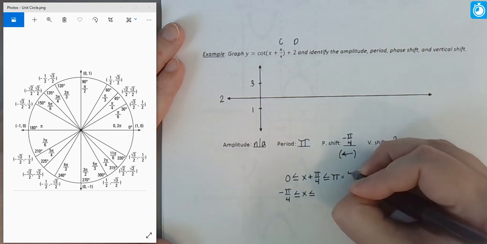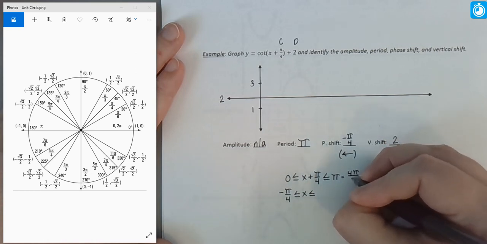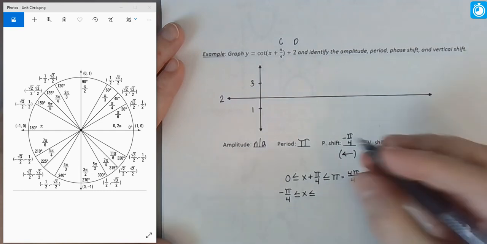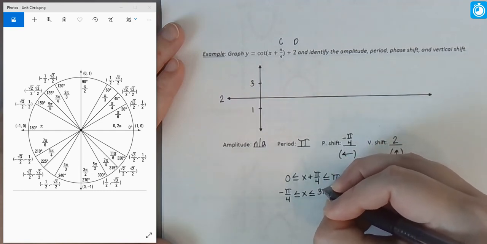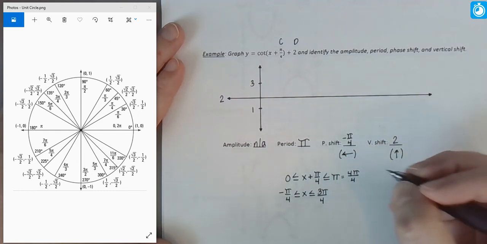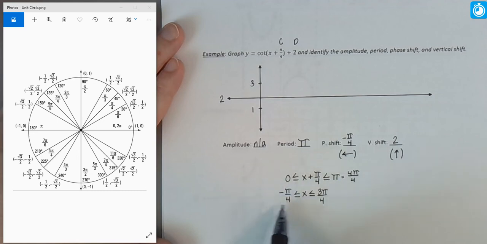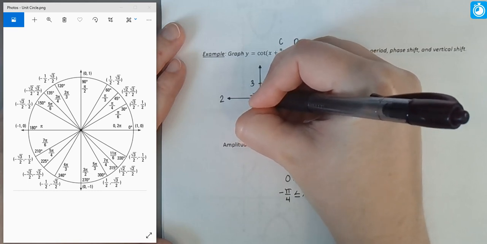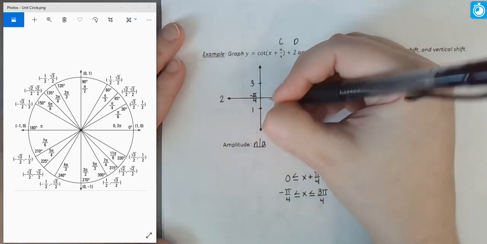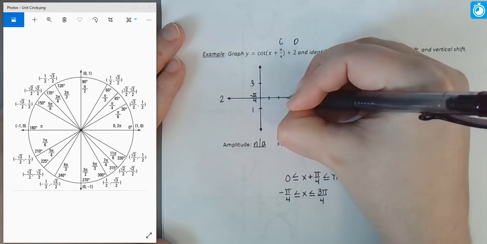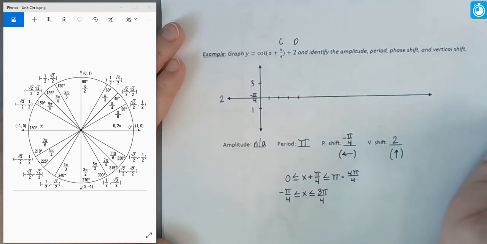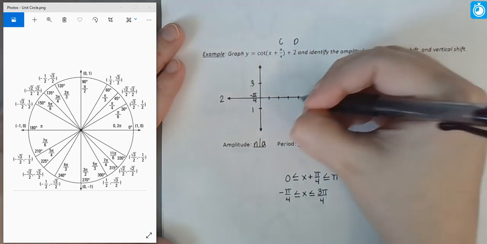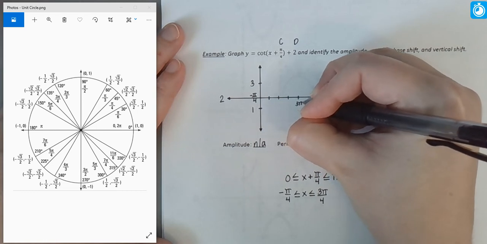So if we apply this transformation, subtract that pi over 4 from both of those endpoints. Pi you can think of as 4 pi over 4. So subtract your pi over 4, it's going to take you to 3 pi over 4. So this is our new start point. This is our new end point. So I'm going to label this at negative pi over 4 and then count by a certain amount to take you to 3 pi over 4.